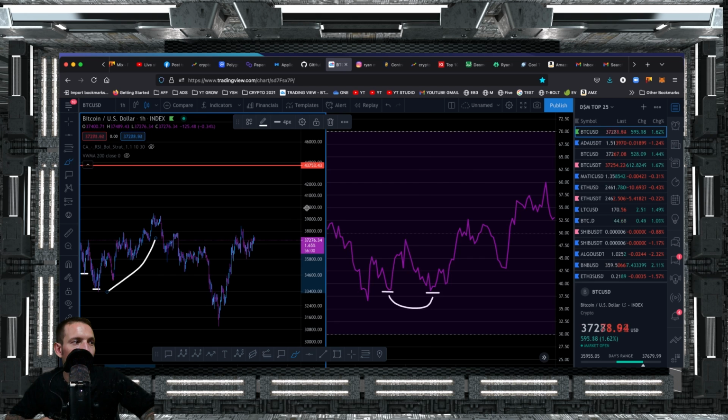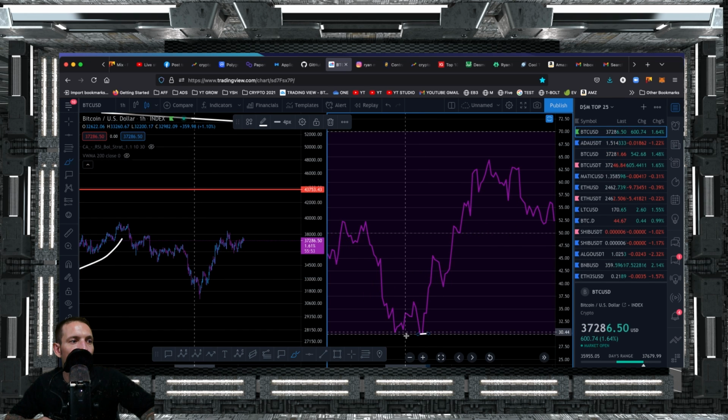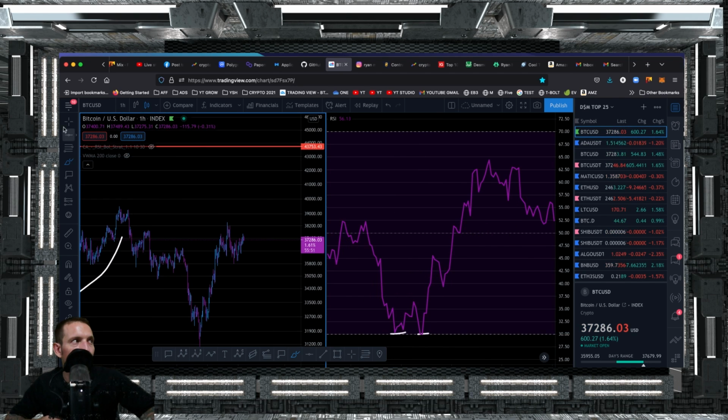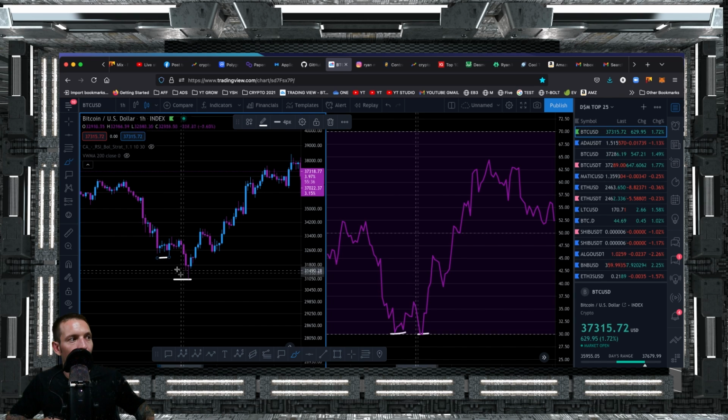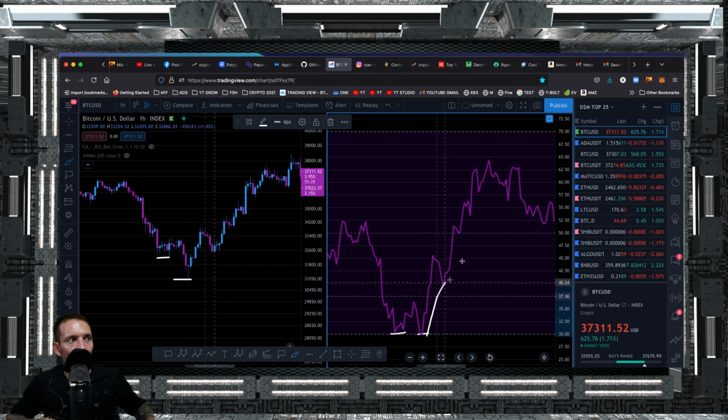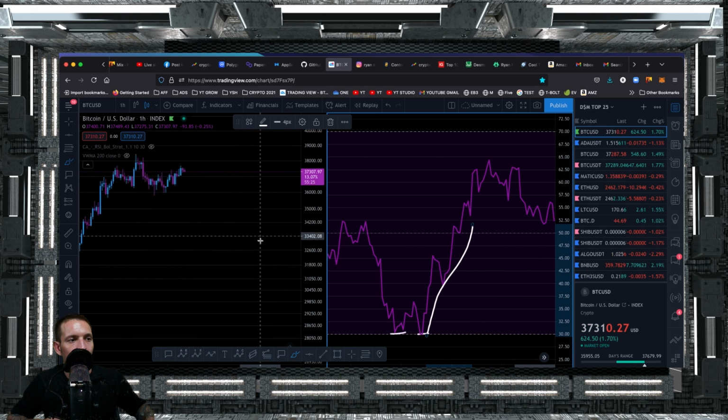Now what do we see over here? Same thing again. RSI, double bottom. What do you see over here on price? Boom. Price over here making lower lows, RSI making equal lows. Bullish divergence. Boom. Look at that major push to the upside.